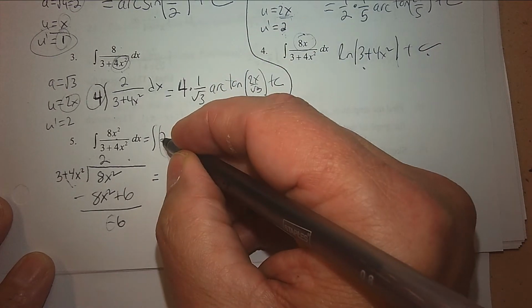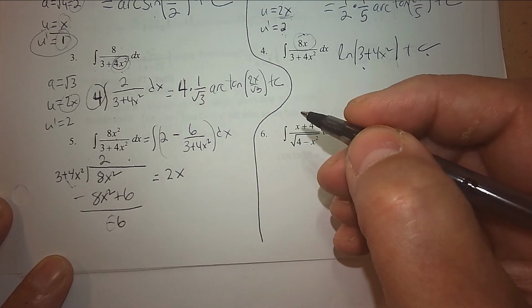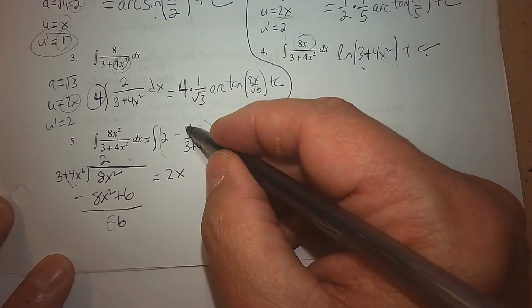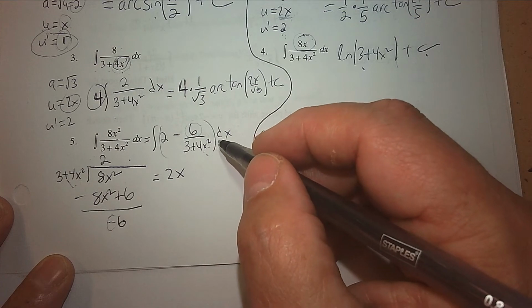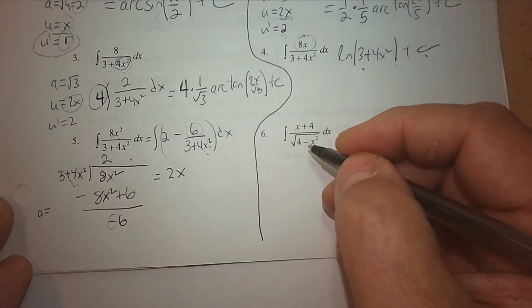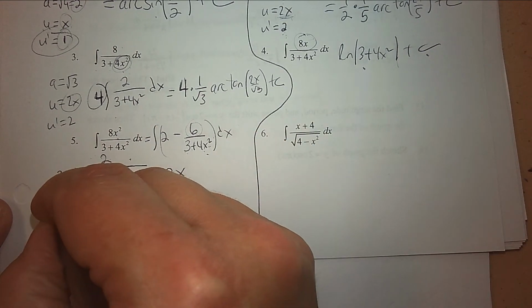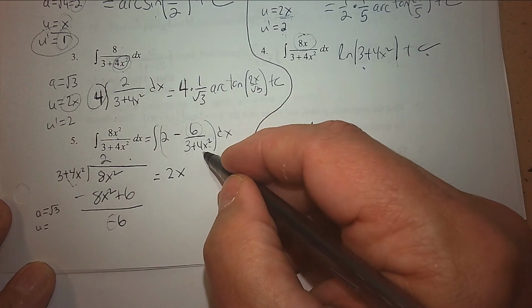So, what is the integration of 2? 2x. How do I integrate 6 over 3 plus 4x squared? Do you see the constant? This is arc tangent. So on the side, I am going to write down what a equals, just for the second fraction. What does a equal? The square root of 3, because you are a rule follower. U, the square root of 4x squared.